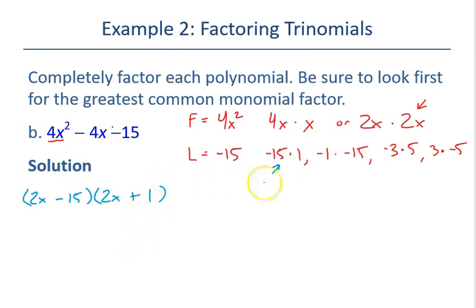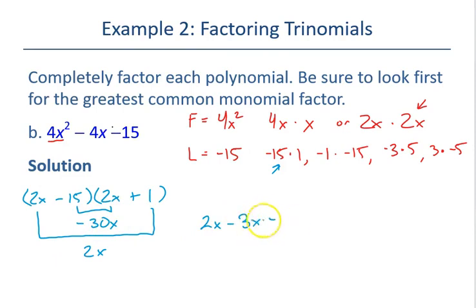Okay, what we're going to need to do is start multiplying these together. Notice here, I can multiply these together and I'm going to get 2x. When I multiply these together, I get negative 30x. Then I look here: I've got this 2x, and I'm going to subtract this 30x. When I do 2x minus 30x, I get negative 28x.